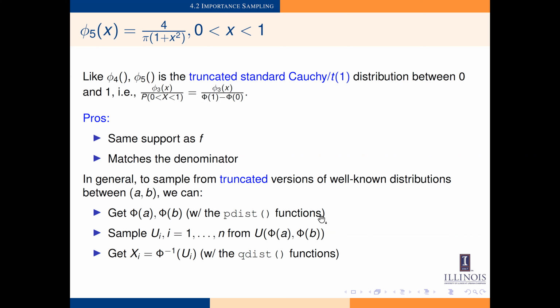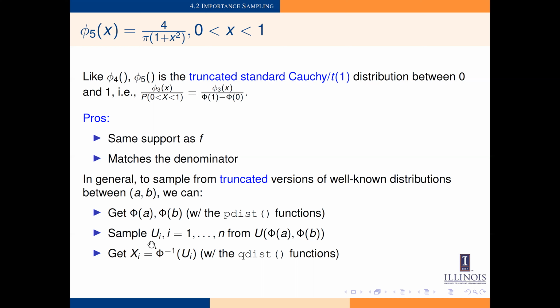For example, pt, which will give you the p's, which is the CDF evaluated at particular values of the random variable, or pnorm or pbinom, etc. After you obtain phi of a and phi of b, which are two p's between 0 and 1, you want to sample your ui's from the uniform distribution between phi of a and phi of b. So your uniform samples will not be obtained from 0 to 1, but instead between these two p's.